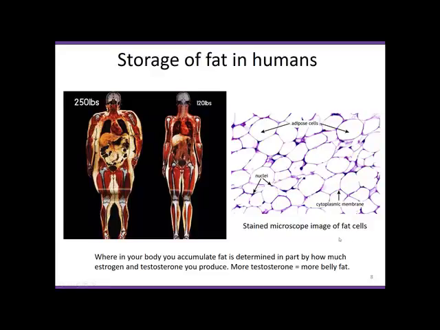Now, where in your body you accumulate fat is actually determined in part by the ratio of estrogen to testosterone that you have. Relatively speaking, the more testosterone you have, the more you tend to store fat around your belly. That's why guys tend to have that beer belly, that beer gut, right? It's just where they tend to store fat, whereas women tend to store fat more around hips and thighs.